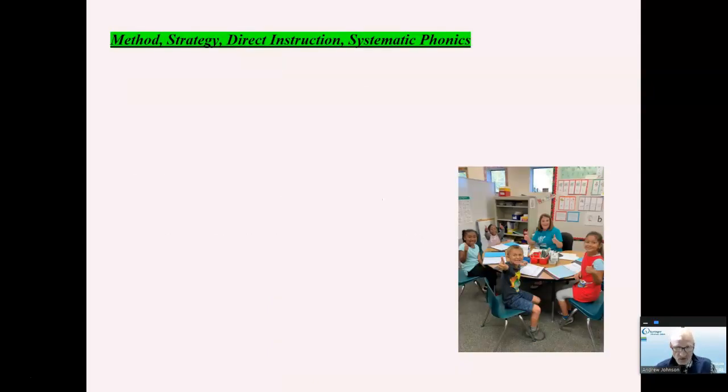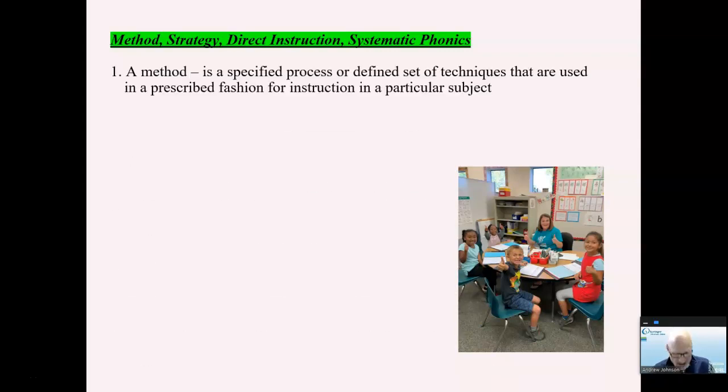All right, moving on. Method, strategy, direct instruction, and systematic phonics. A method is a specified process or defined set of techniques that are used in a prescribed fashion for instruction in a particular subject, such as reading methods or math methods. This is how you do it. This is the approach. These are the steps. That's what a method is. This is the way you go about it.